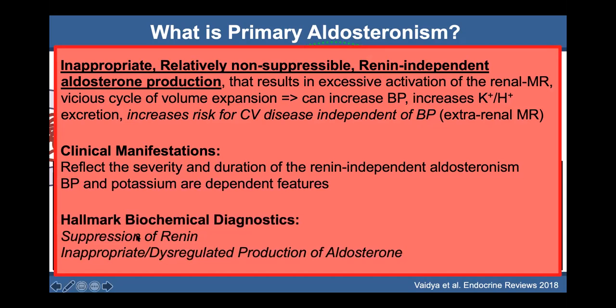The hallmark biochemical diagnostics are a suppression of renin, and in the context of this renin suppression, an inappropriate or dysregulated production of aldosterone. So I hope what you can appreciate here is I have not defined primary aldosteronism with any numbers, no diagnostic thresholds. This is a concept, and this concept or foundation should be used to think about primary aldosteronism as we superimpose diagnostic thresholds throughout this talk.